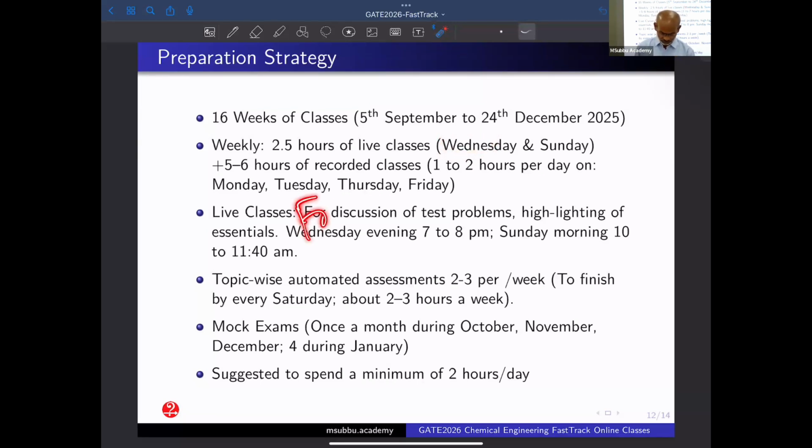Otherwise our classes will be on Wednesday evening 7 to 8. So class will start sharply at 7, and I'll try to end definitely within 1 hour. Sometimes it may extend by a few minutes. Sunday will start sharply at 10, and we'll go up to 11:40. That means in between there will be a 10 minute break. So it's a 1.5 hour class on Sunday, and on the weekday there is 1 hour on Wednesday. This is the most usual time.